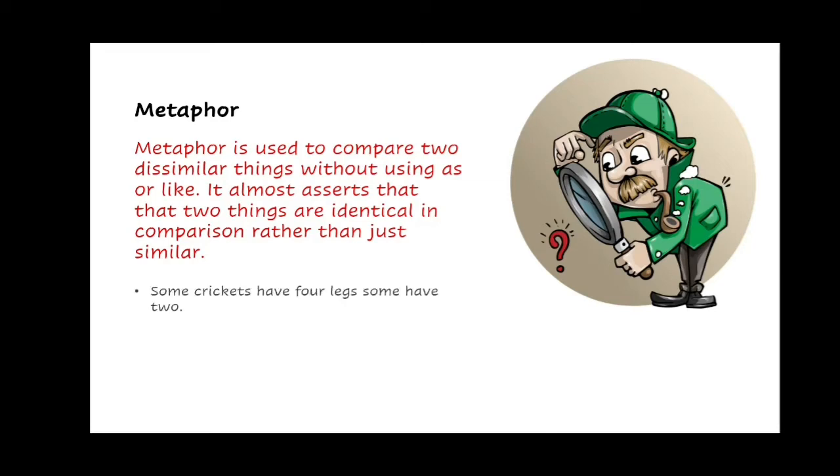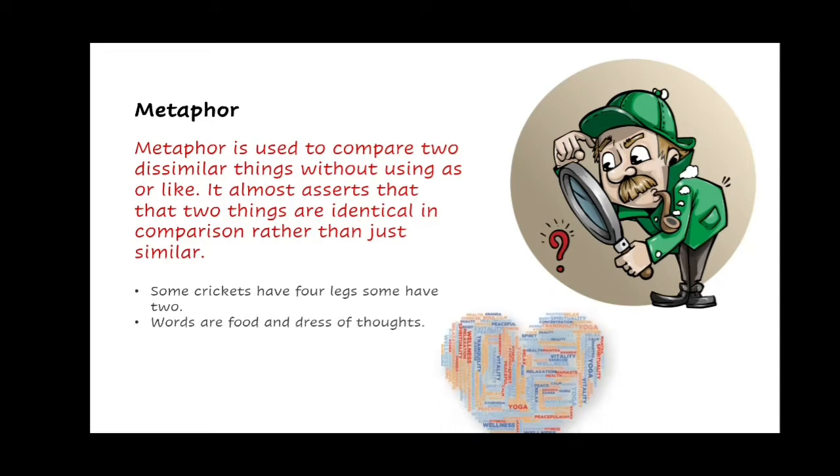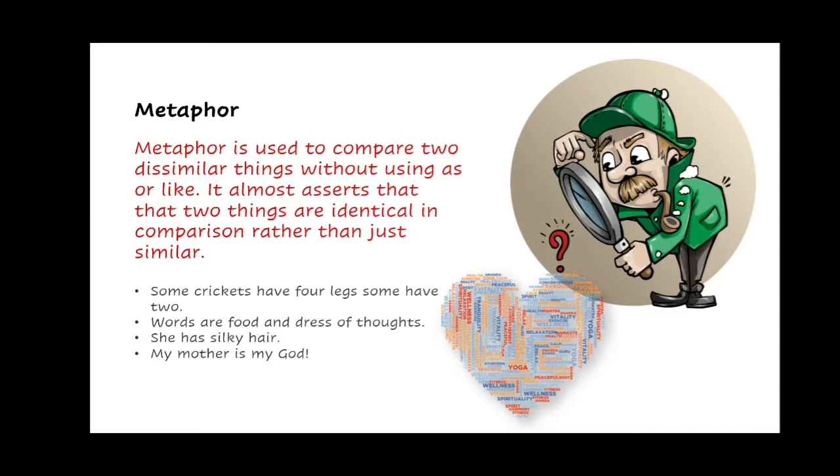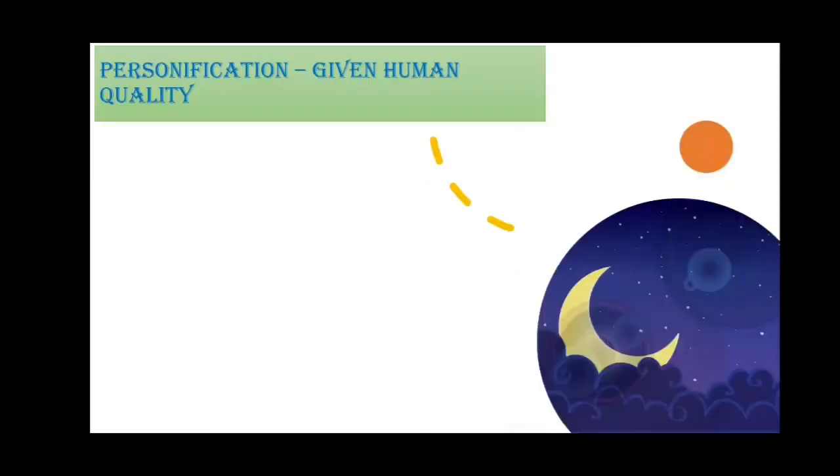For example, some crickets have 4 legs, some have 2. Cricket, the animal, is being talked about. Here cricket is compared to human. Humans are 2-legged animals and crickets 4-legged animals. Words are food and dress of thoughts. She has silky hair. Hair cannot be silky, cannot be like silk, but her hair is so smooth that the author has compared it to silk. My mother is my God. Here mother is compared to God, or mother is given the position of God.